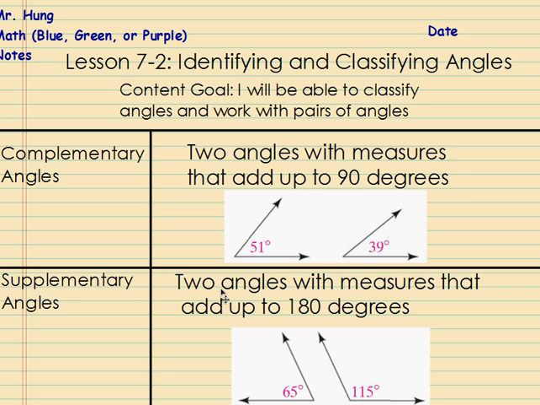Supplementary angles are two angles that add up to 180 degrees. So this angle and this angle over here are supplementary because they add up to 180. So complementary, 90 degrees, supplementary, 180 degrees. One way to remember that is that C for complementary comes before S in the alphabet for supplementary angles, and 90 comes before 180. So complementary, 90, supplementary, 180.